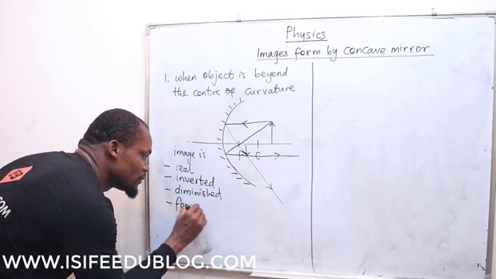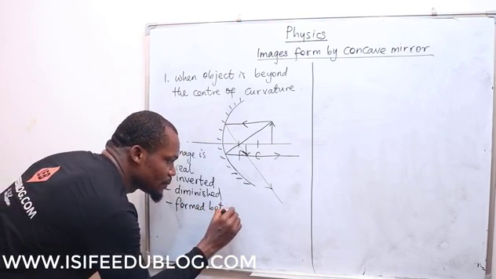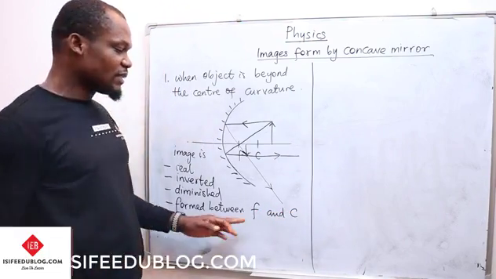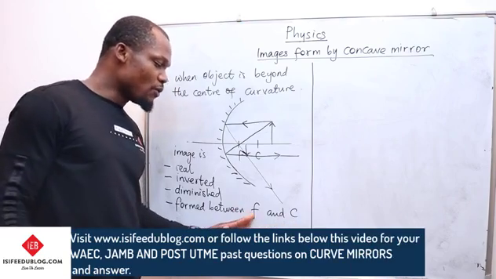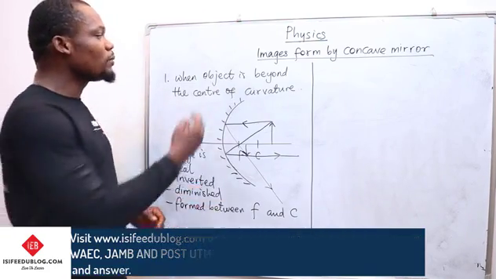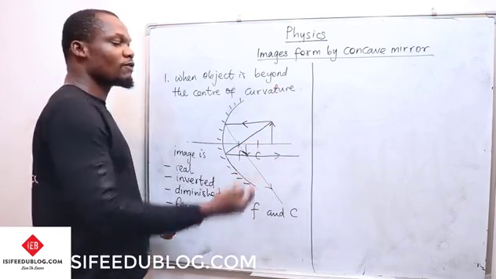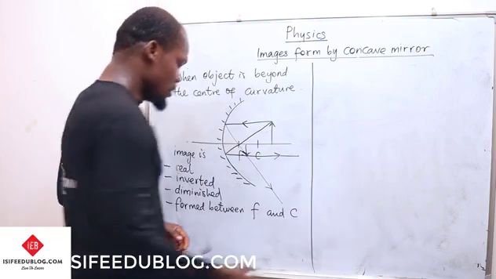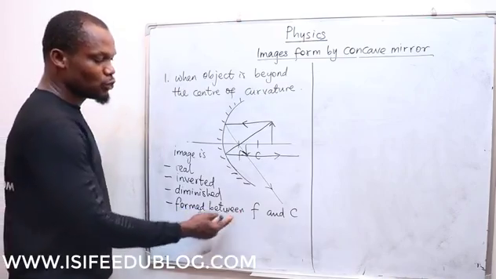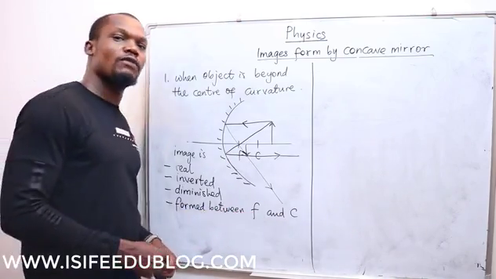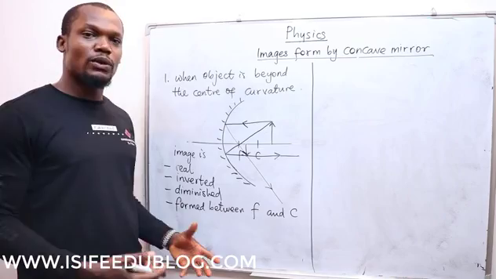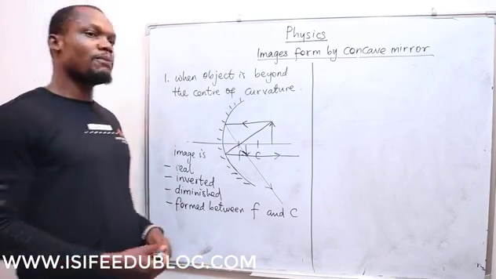So formed between F and C. Please, if you are writing this in the exam, don't write F and C. Use focal point and center of curvature. So I repeat again, when an object is placed beyond the center of curvature of a concave mirror, the image must be real, inverted, diminished, and formed between focal point and the center of curvature. This is important to know because when we start the calculation part, all these things are going to help us.